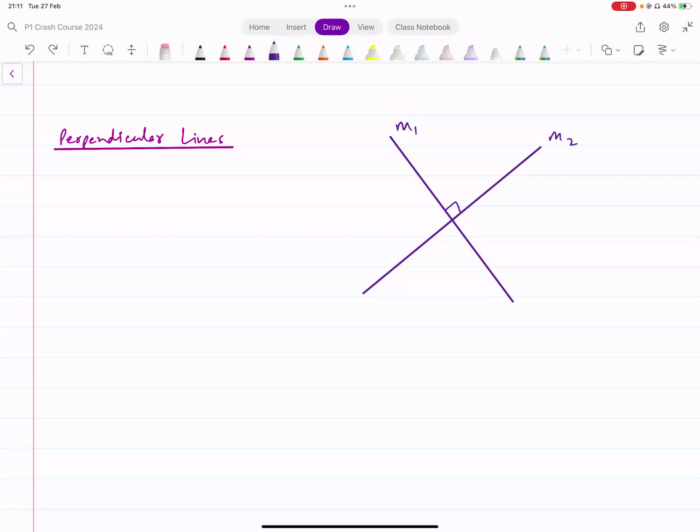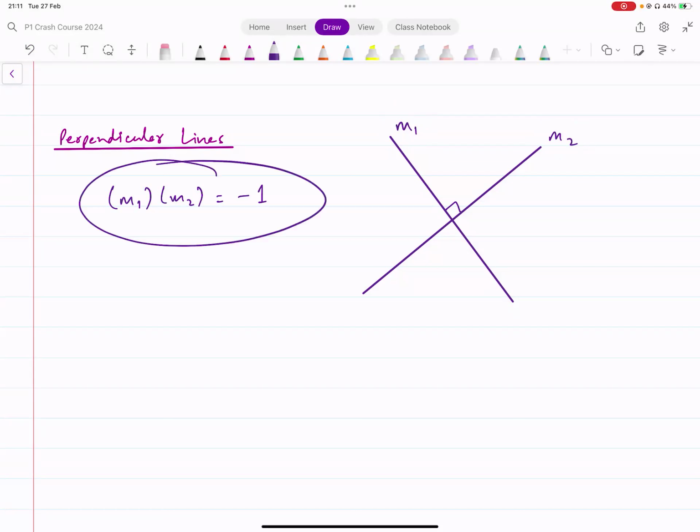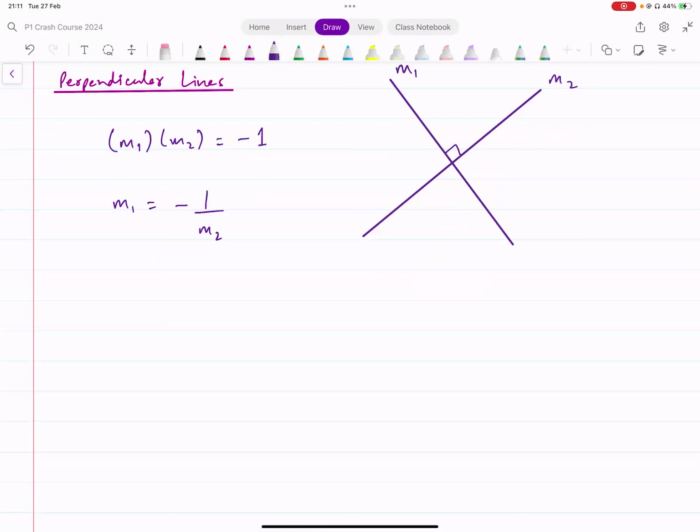For perpendicular lines, we have this relationship that m1 multiplied by m2 is equal to -1. That's how gradients of perpendicular lines are related. So the product of these gradients is equal to -1. If you rearrange this, you get m1 equals -1 over m2. And this is something that you can write in words as well.